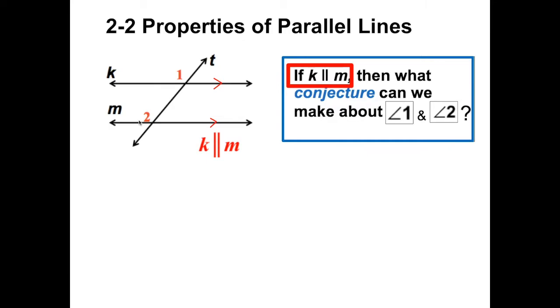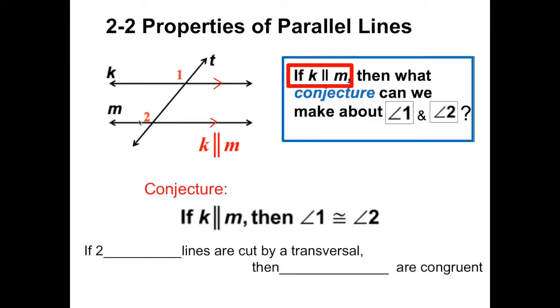They are congruent. So if K is parallel to M, then angle 1 and angle 2 will be congruent to one another. That is our beginning conjecture, and it will remain as a conjecture. We haven't learned enough about geometry yet to prove something like this. So it turns out you need to assume something about parallel lines and transversals first before you can prove other things we'll get to later. So this is what gets assumed in our book right now.